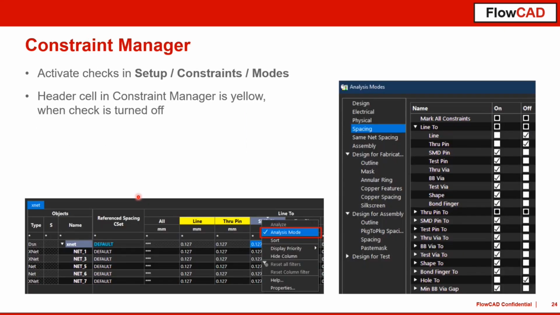Good, then sometimes a little bit of a stupid fault which you can easily run into. People sometimes set up some things inside of the constraint manager, but simply forget to activate the checks. So this you have to keep in mind. Just setting up something is not sufficient. You also have to activate this here in the analysis modes, or even here in this header cell. And keep in mind, when the header cell is yellow, the check is turned off. And here, this one is turned on in the analysis modes. So please keep this in mind. Checks also have to be turned on, otherwise they will for sure not work.